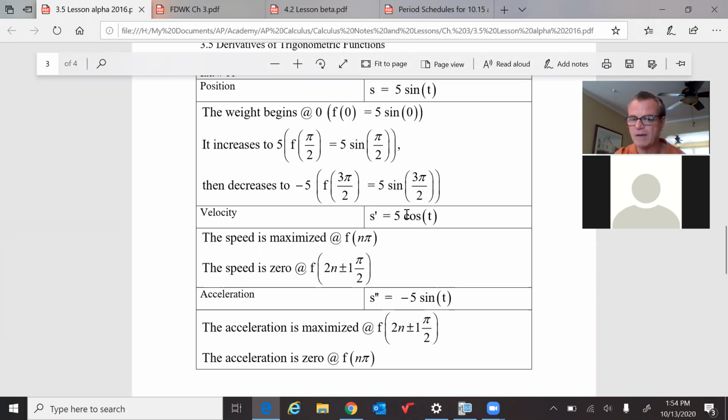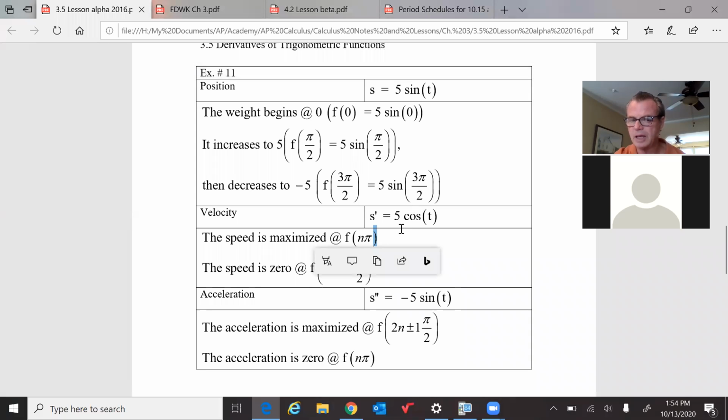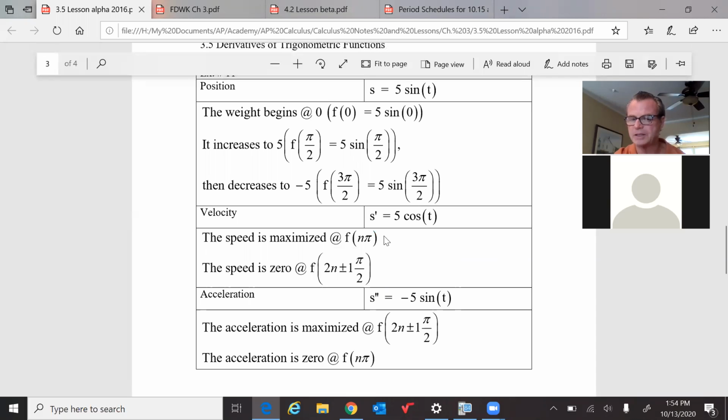The velocity is 5 cosine t. The speed, the absolute value of velocity, is maximized at pi. Pi, 2 pi, 3 pi, 4 pi. And the speed is 0 at an odd number times pi over 2. The acceleration is the derivative of velocity. That's maximized when the speed is 0. I'm sorry, the acceleration is 0 at n pi.